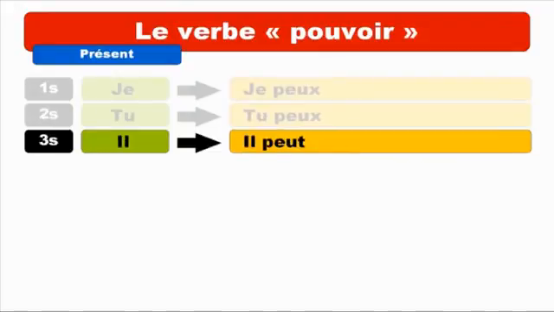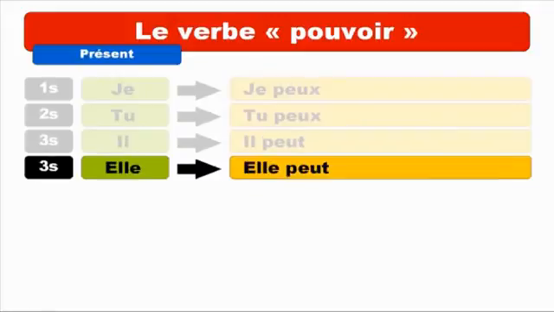Okay, so let's see how il goes. Il peut. Same way of pronunciation. You've got T at the end, but you don't pronounce it. Il peut. Elle, feminine form, third person of the singular, and it's the same way. Elle peut.